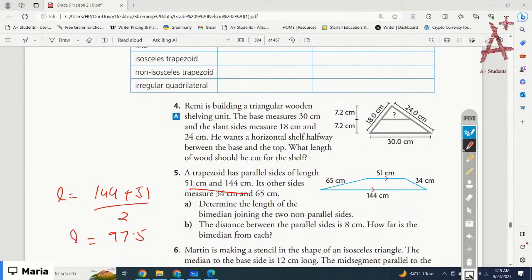The distance between the two parallel sides is 8 centimeters. How far is the bimedian? You have to calculate that. We know that the bimedian passes through the midpoints of the sides and is parallel to both bases. Thus, it's an equal distance away from both bases, so D equals 8 over 2 equals 4, right? The distance of the bimedian from each of the bases is 4 centimeters, right?